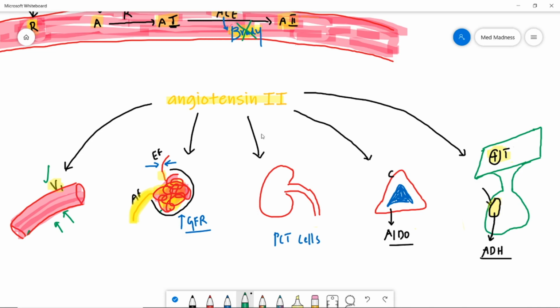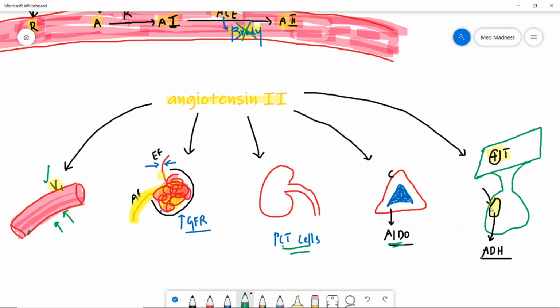Now, angiotensin 2 acts directly or indirectly on the kidney to reabsorb more sodium and water. It acts directly on the PCT cells. It acts on the adrenal cortex, releasing aldosterone into the blood.